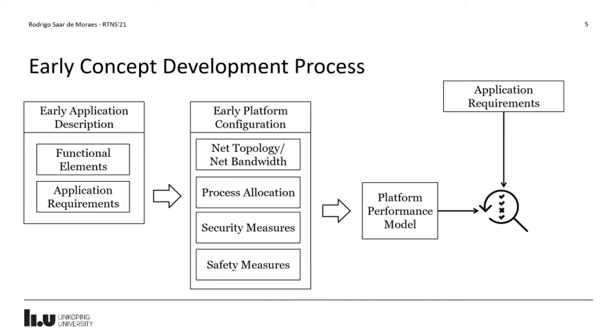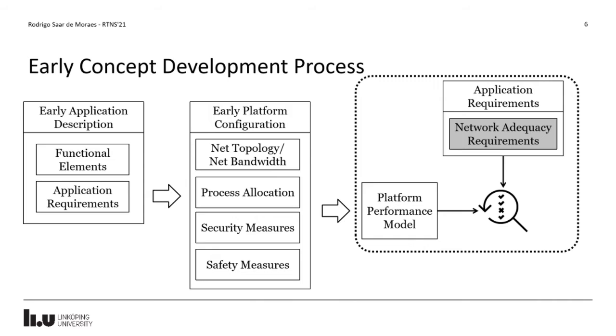Based on this skeleton of the functional elements and the requirements, the engineer comes up with an early platform configuration. Nothing too detailed, but just ideas about network topology, which type of protocols will be used, what network bandwidth will be used, how processes will be allocated to the CPUs, and which security and safety measures will be adopted in this platform. Then, taking the functional elements and their platform configuration, we create a platform performance model, which we check against our application requirements to see if the platform can support the application. This last part is exactly where the scope of our work is.